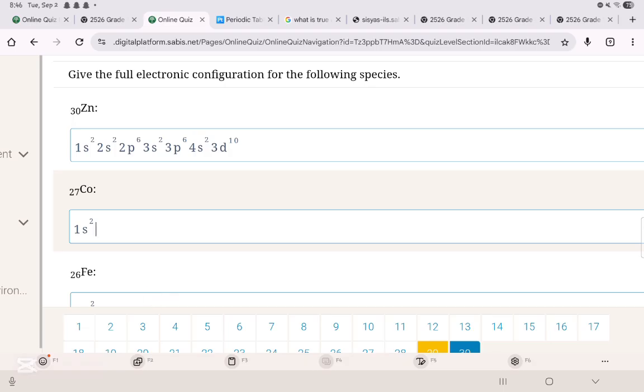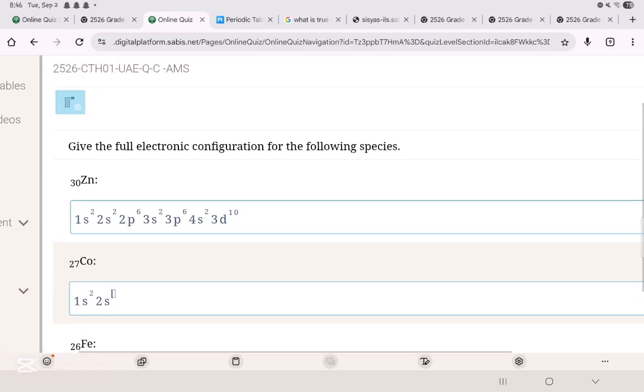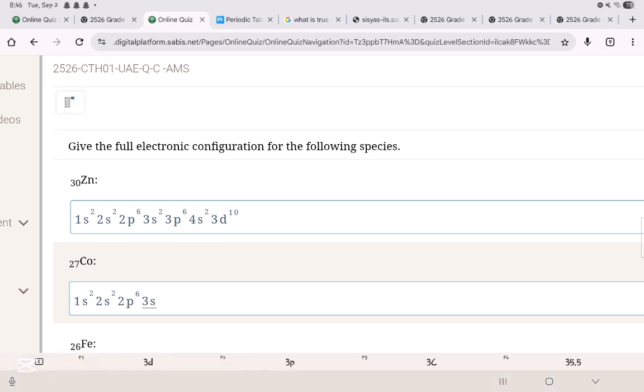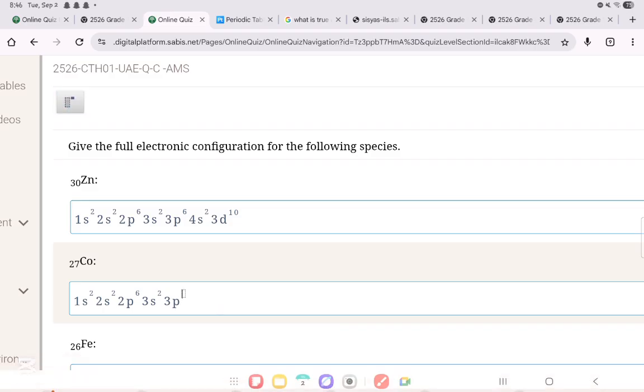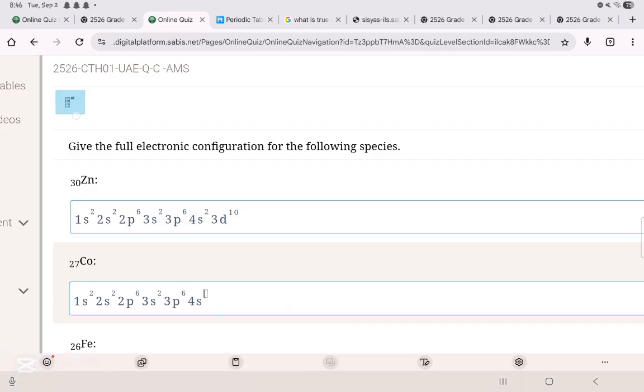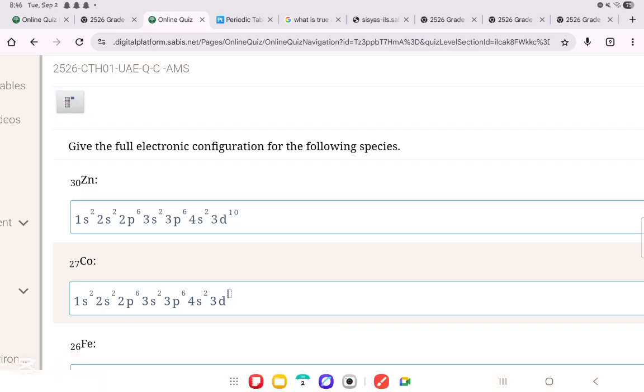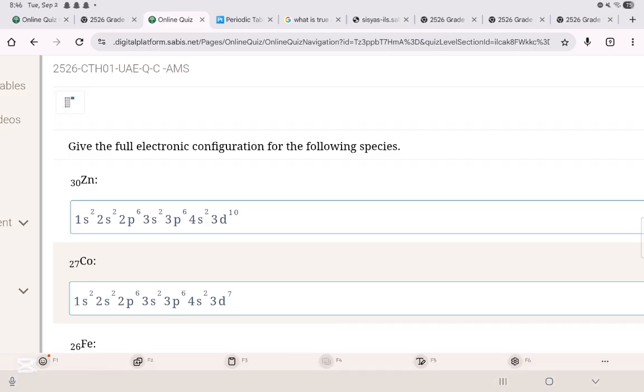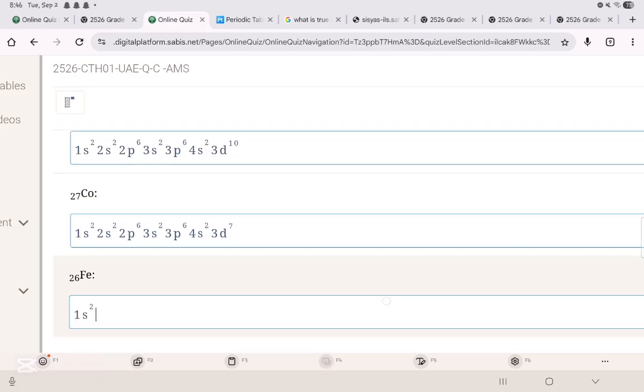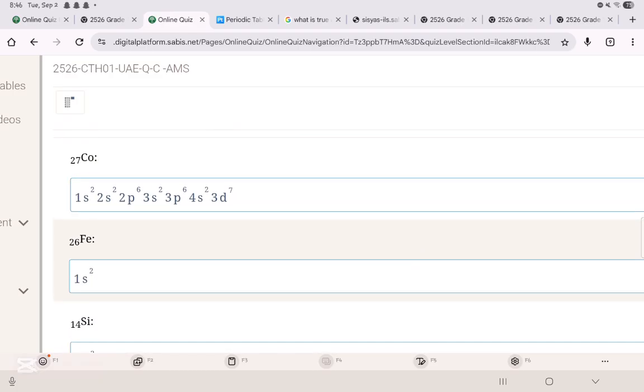So after doing it, you're going to get 1s2, 2s2, 2p6, 3s2, 3p6, 4s2, and 3d7. If you want to add everything, let's add everything. 2 plus 2 plus 6 plus 2 plus 6 plus 2 plus 7. And you'll get a total of what? Of 27 electrons. Let's move on to Fe26.